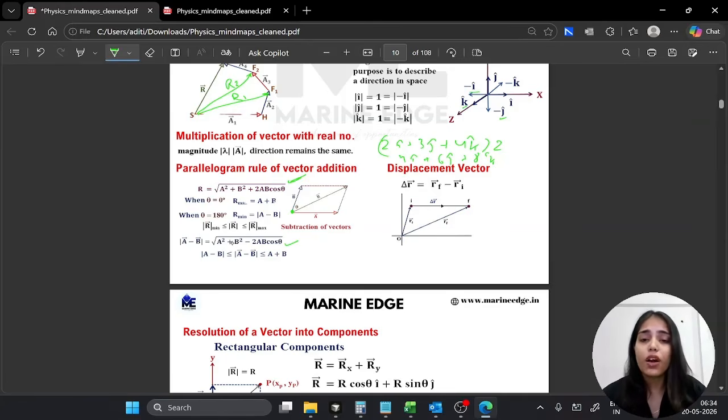Alright. Now, displacement of a vector. Let's say the initial position vector was Ri and the final position vector was Rf. The difference between them will give you the resultant displacement vector.